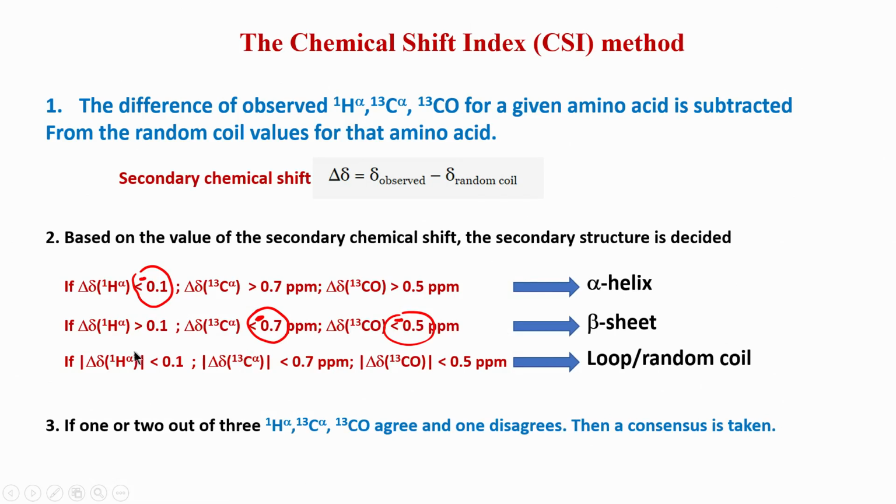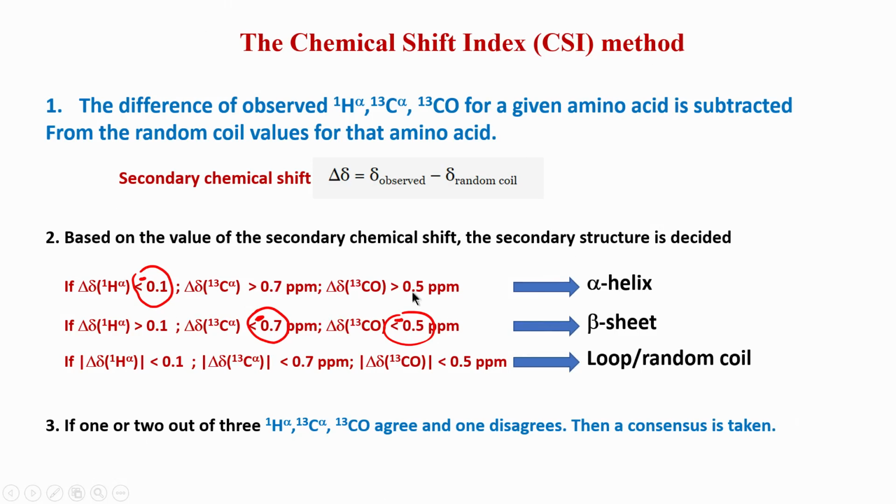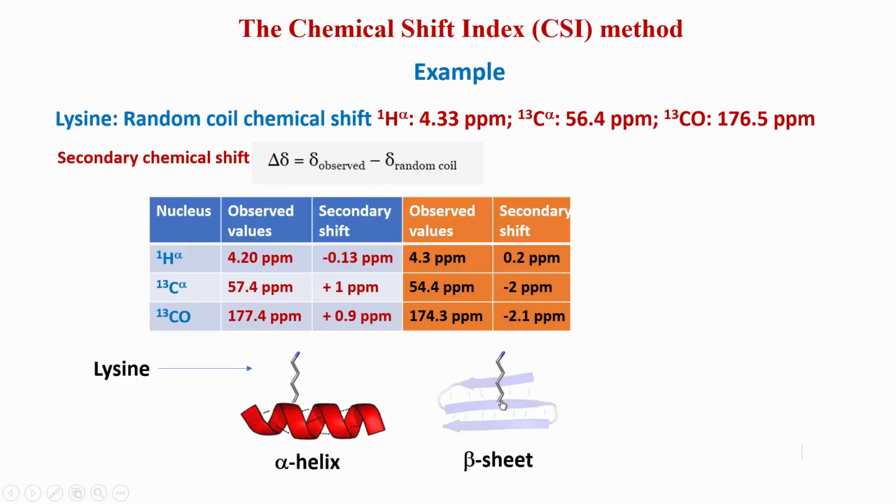The delta H alpha is more than 0.1, and the others are around minus 0.2 ppm and minus 0.1 point some ppm. So, the delta CO and delta C alpha are in this category range and H alpha was in this range. Therefore, that particular structure will be a beta sheet. That is what is shown here: the lysine is in the beta sheet conformation, meaning it is part of a beta sheet. Remember, we are looking at only one amino acid at a time, but that does not mean that amino acid is the beta sheet, it is part of a beta sheet. Here also it is part of an alpha helix.